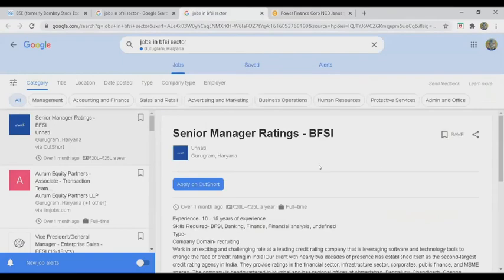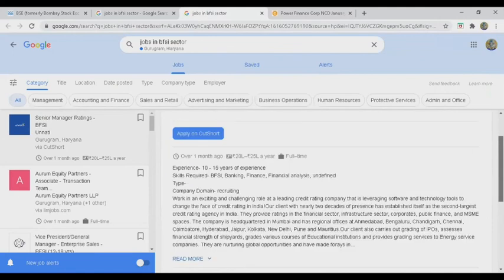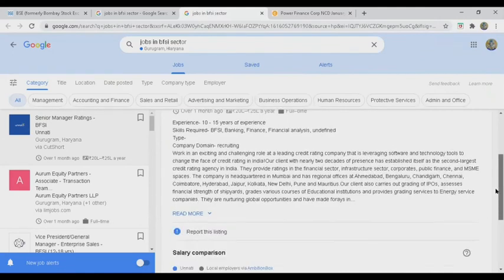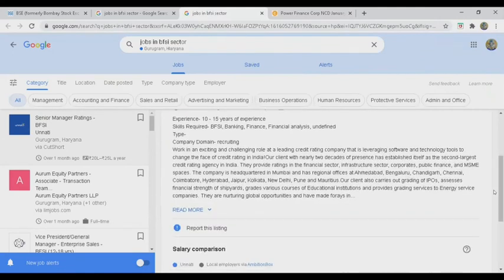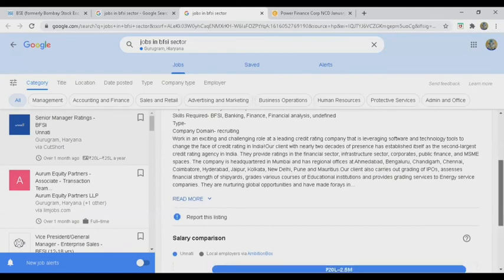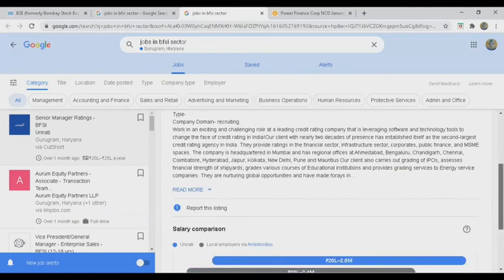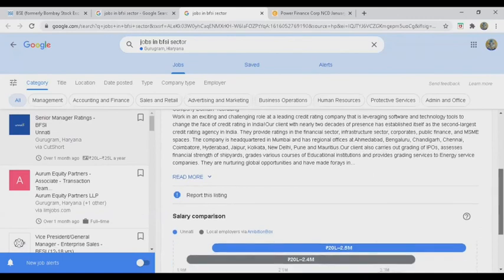Okay, so let's see what kind of job are they offering here. Experience, this is for experienced people. Skills required. What are these skills? Have they mentioned them or not? Work in an exciting and challenging role at a leading credit rating company that is leveraging software technology tools to change the face of credit rating in India, and so on. Blah blah blah. Okay, Ahmedabad, Bengaluru, Chandigarh, Chennai, Coimbatore, Hyderabad, Jaipur. So they have got even in Mauritius. They have got these openings at a number of places.